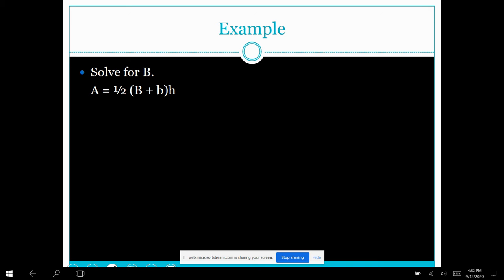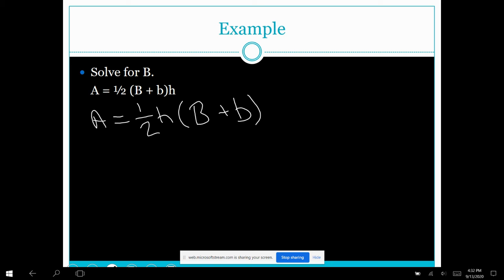Now, solve for big B. Area is equal to 1/2 of the sum of the two bases times the height. Right now that B is trapped inside the parentheses, so if we want to isolate it, the first thing we have to do is get rid of those parentheses. I'm going to rearrange how I write this expression because I think it's easier to see if I write it as 1/2 times the height, times B plus little b.